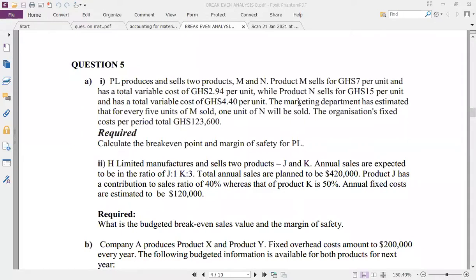Now, the marketing department has estimated that for every 5 units of M sold, 1 unit of N will be sold. So what will be the mix? 5:1. This examiner is very good for giving it to us. The examiner will not give it to you, and it will not make him bad too. Yeah, still good. So 5:1, that's the mix.